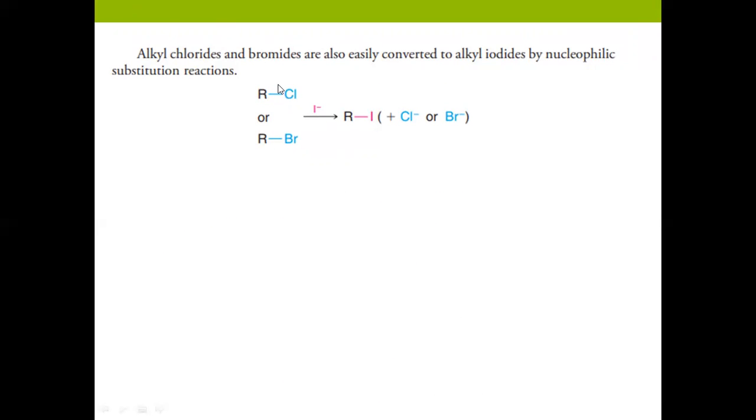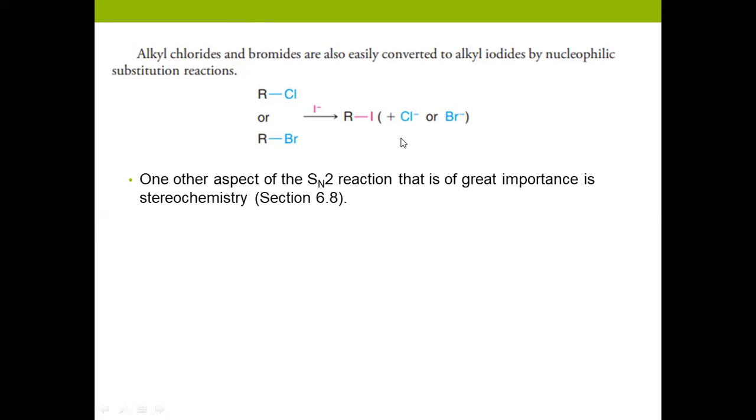Alkyl chlorides and bromides are also easily converted to alkyl iodide by nucleophilic substitution. So not just to other functional groups or other classes of organic compounds, you can also change the halides by reacting with another halide nucleophile. For example, with RCl, alkyl chloride or alkyl bromide, your nucleophile will be iodide so that you can have your alkyl iodide, the larger one.